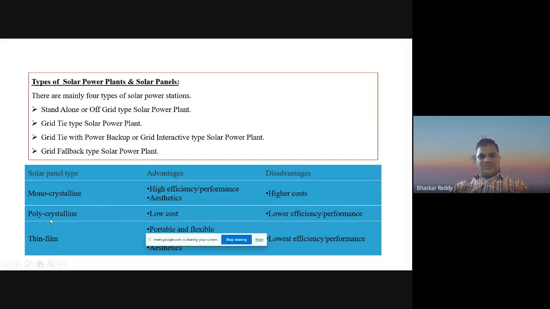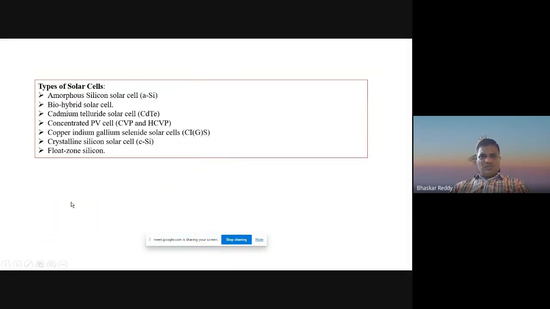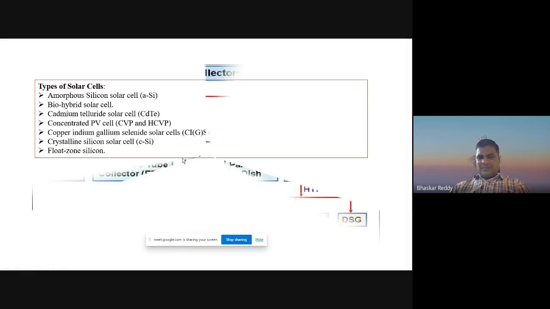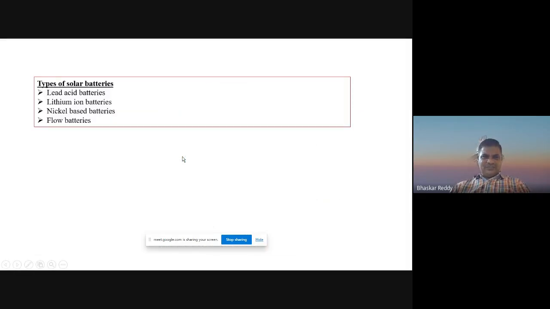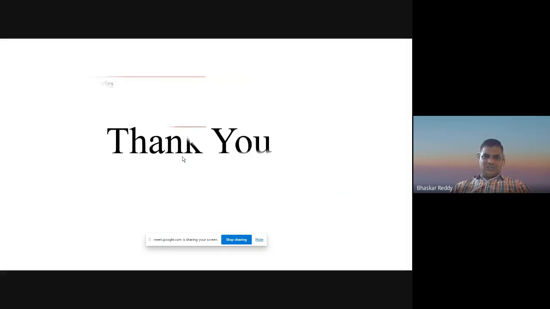After crystalline came, now we are using polycrystalline. And even somebody is using monocrystalline also. And I told you already we are using crystalline solar cells. So these are the different solar collectors. So these are the different batteries that we have.